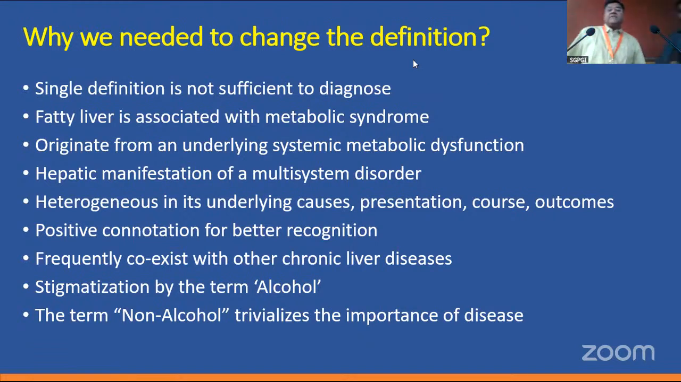A single definition is not sufficient to diagnose, because of different presentations and different etiologies producing fatty liver disease. Later on, lots of knowledge has emerged that fatty liver is strongly associated with insulin resistance and other complications of metabolism, hyperlipidemia, hypertension. So it is considered a hepatic manifestation of a systemic metabolic syndrome.